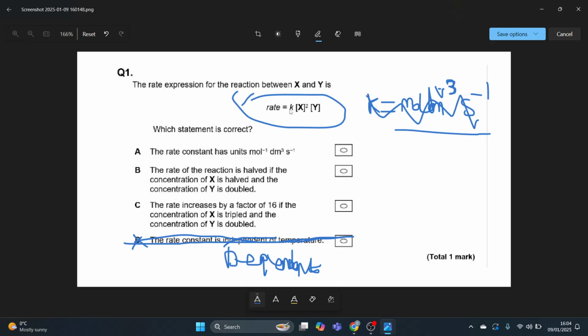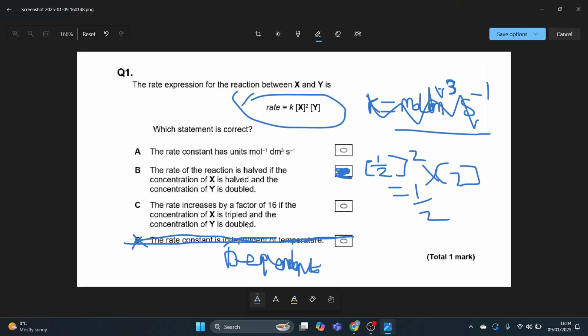Rate of reaction is halved if the concentration of X is halved. So we have a half squared times Y, and the concentration of Y is doubled. What will happen? Well, a half times by half is a quarter, and times by 2 is a half. So the reaction will in fact be halved. So the answer is B.